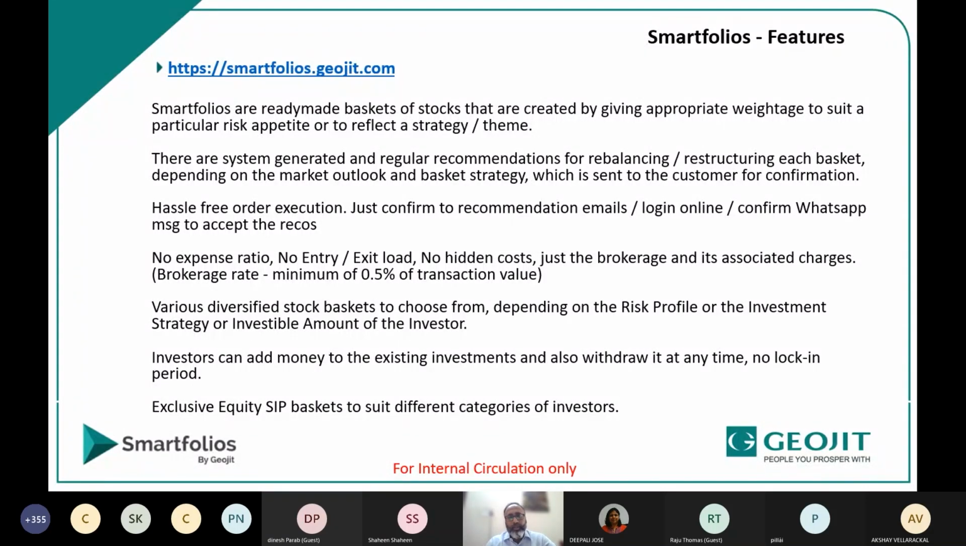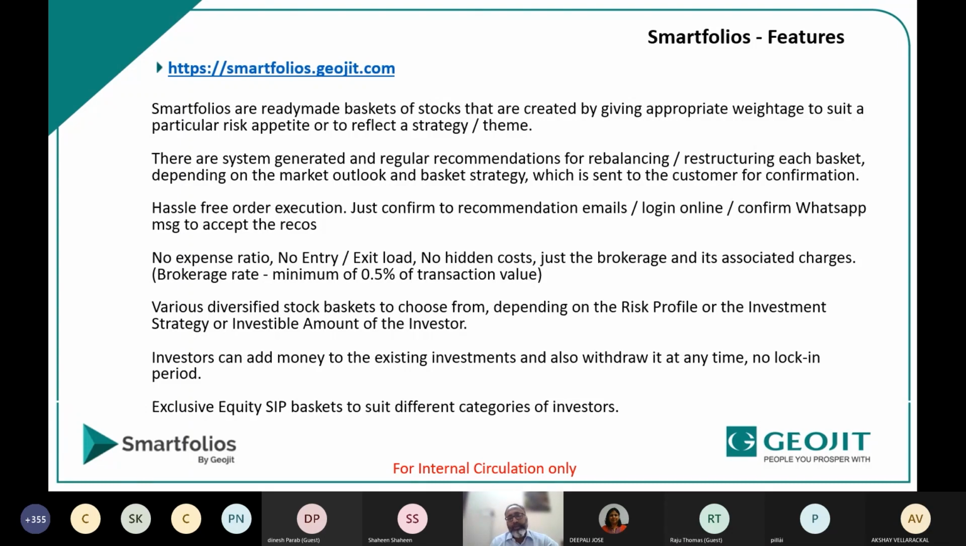Now, for similar products, we understand that there are charges that are being charged from the client, but for Smartfolios, we do not have any annual charges. We do not have any entry fees. We do not have any fixed charges. What we do charge is just the brokerage rate, that is a minimum of 0.5% of the transaction value. And in our analysis, this works out to be cheaper than actually paying the fixed charges or the annual fees, and then paying the associated brokerage also, however little it will be. But for us, we do not have any other charges except the brokerage rate at a minimum of 0.5%.